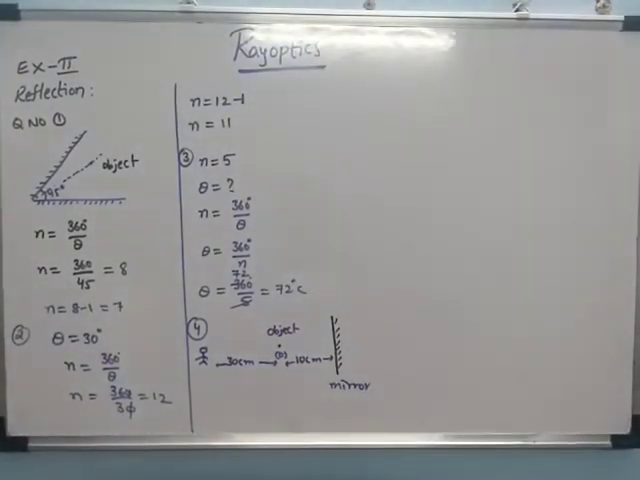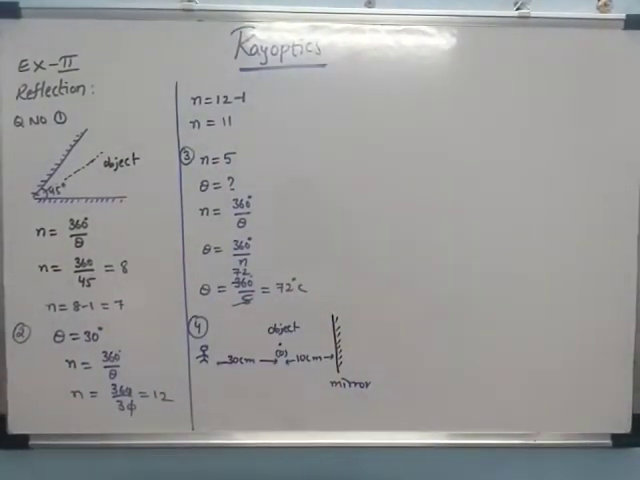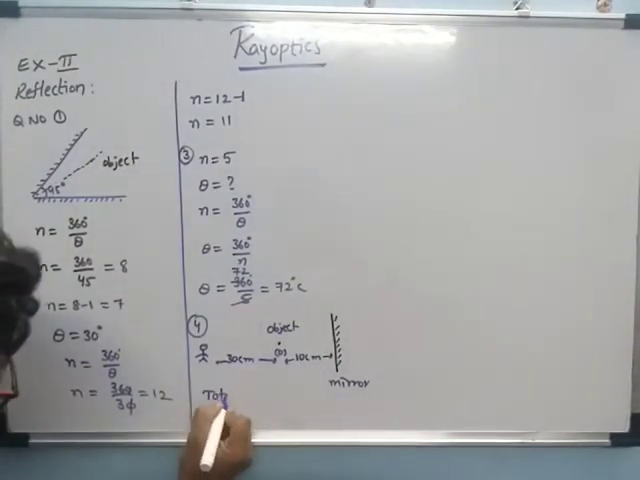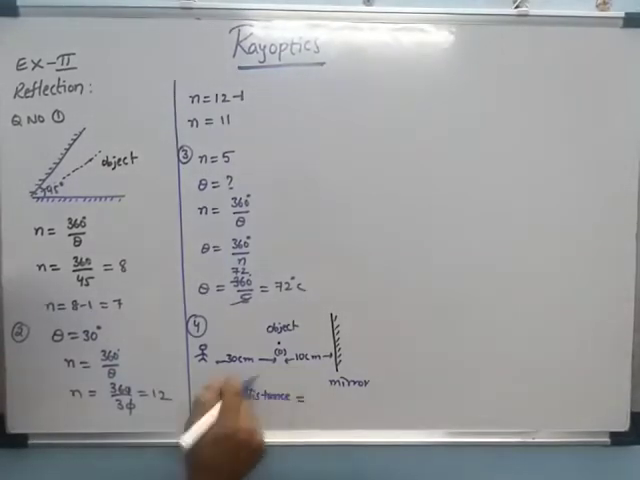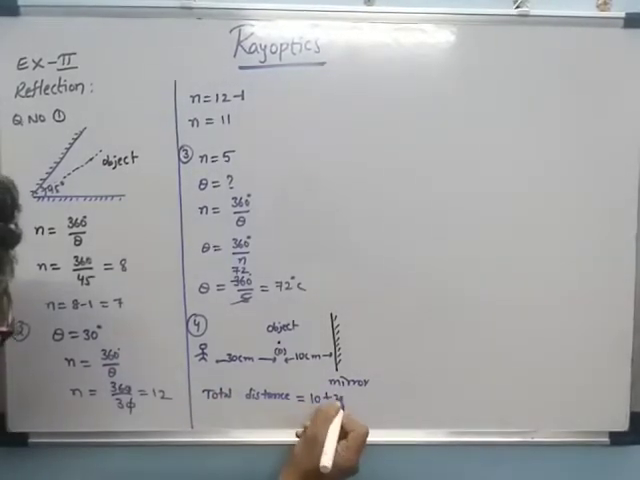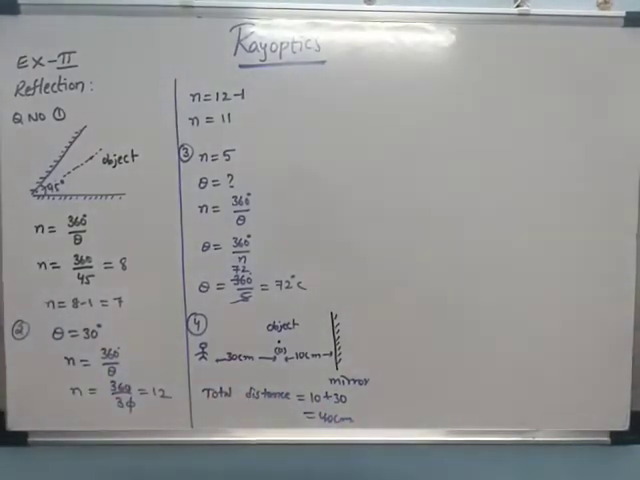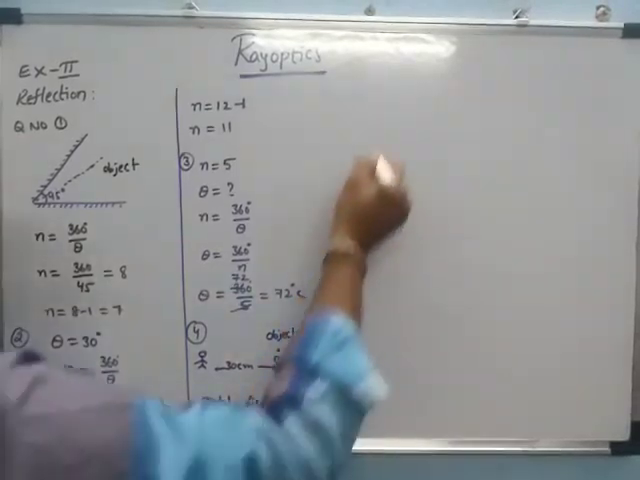Then find the distance from the eye to the mirror, the total distance. The total distance is equal to 10 plus 30, which is equal to 40 centimeters. The distance is 40 centimeters.